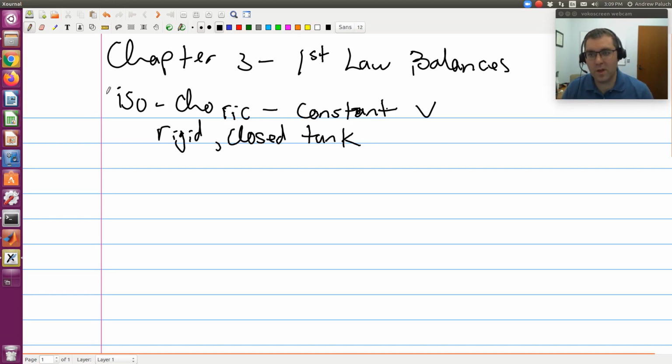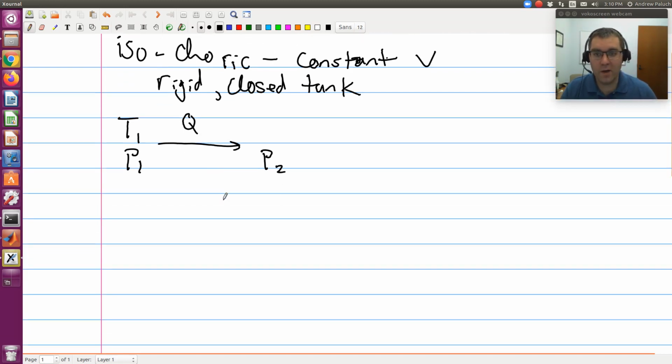So the first type of special case we'll look at is this isochoric process, which corresponds to constant V. You're going to look out for keywords, such as rigid closed tank. One scenario might be that you have some process where you're given the initial temperature and pressure, and maybe the final pressure, and you're asked to calculate Q, the heat required for this expansion or compression process. So how do we go about solving this?